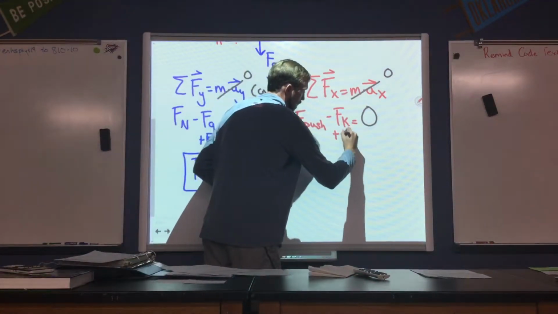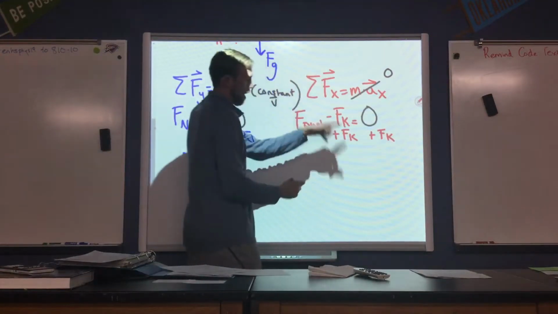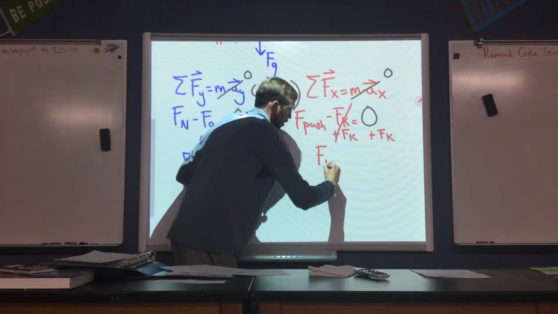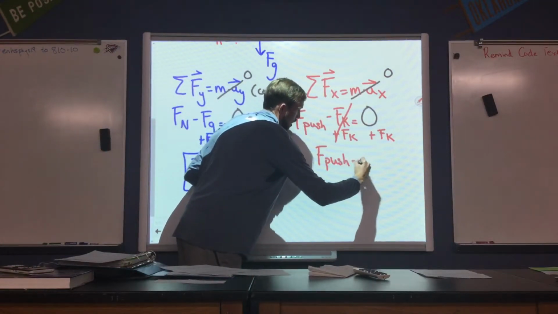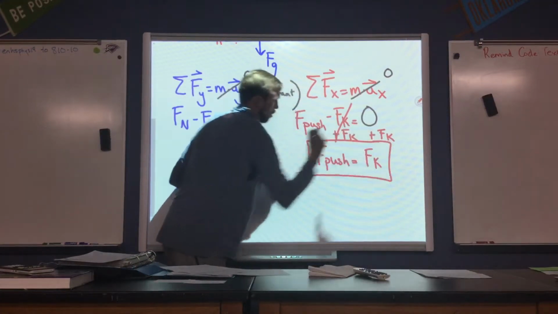Same approach, I can add Fk to both sides of my equation. Fk minus Fk, those cancel out. And now we have F push is equal to our force of kinetic friction. So now we have a few relationships.